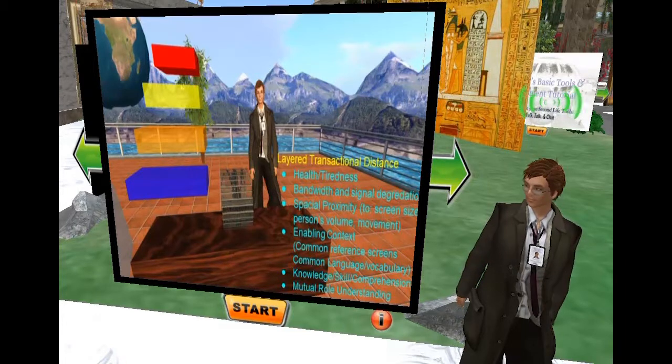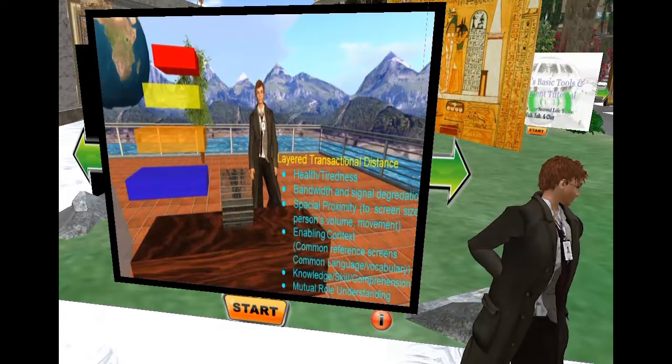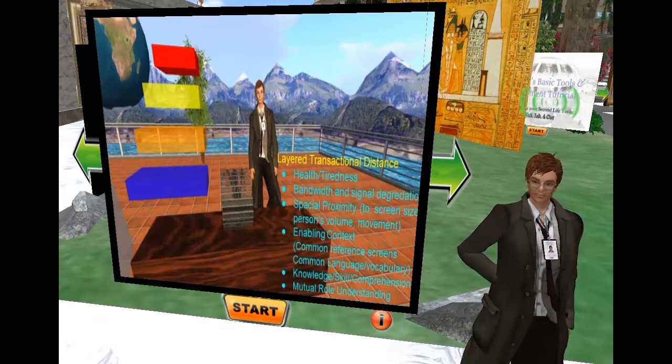Since many of us had a networking background, we took that idea and created a layered model of transactional distance. It's like your health and tiredness. Do you have the attention span? Can you get online, or are you just completely out that day? The bandwidth of being able to log in.